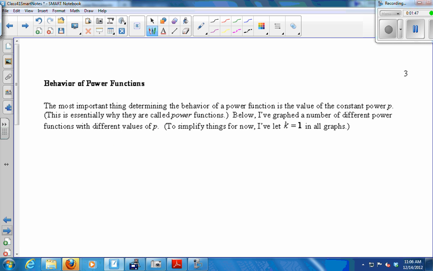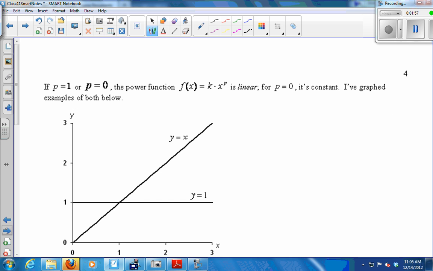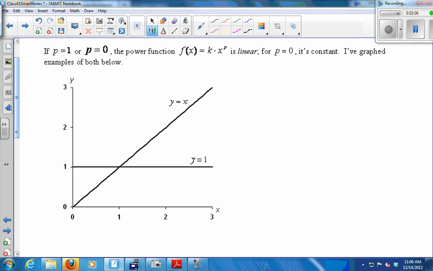The most important thing that tells you what the graph will look like is the p-value, the exponent on x. So we have several different cases. I'm just going to show you what they are. It's not super important that you memorize these. I'll give you a little cheat sheet at the end. If p is 1, then you just get the line y equals x. And if p is 0, you would get x to the 0, which is 1. Those are my first two easy cases.